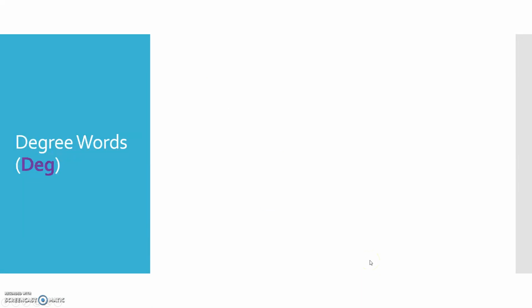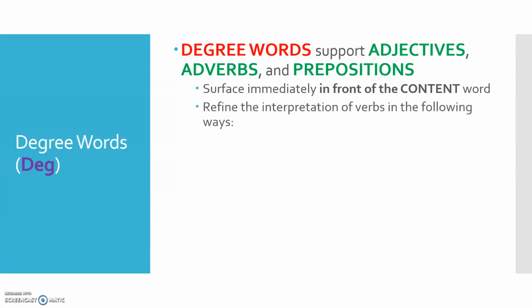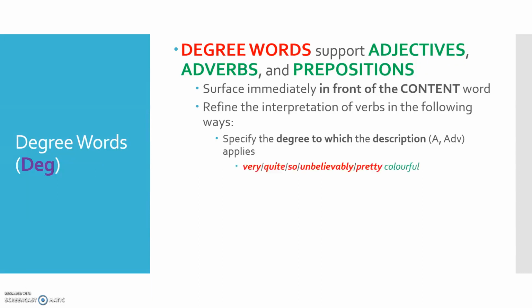Okay, degree words. Degree words is kind of a catch-all term we use for the words that support adjectives, adverbs, and prepositions. So this is the pairing for these other three content categories. They always come immediately in front of the adjective, adverb, or preposition, and they refine the interpretation of it. For adjectives and adverbs, if there's a degree word in front, it will limit or specify the degree to which the description applies. So here we have an adjective, colorful. The degree word basically answers your question, how colorful? Very colorful, so colorful, pretty colorful.